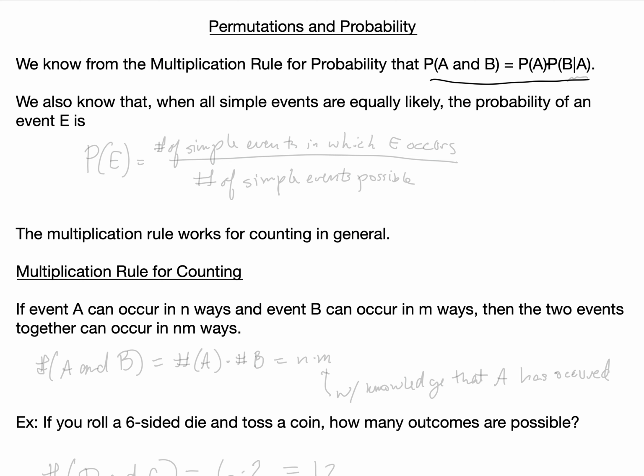We also know that when all simple events are equally likely, the probability of an event E is the number of simple events in which E occurs divided by the total number of simple events possible in the experiment. So we do want to know how to count the number of ways that something can occur in general. And so we're going to talk about this multiplication rule for counting in general as well as just in terms of probability. So the multiplication rule for counting, very similar.